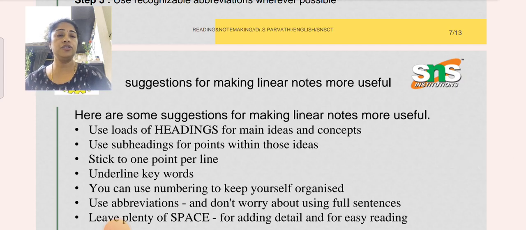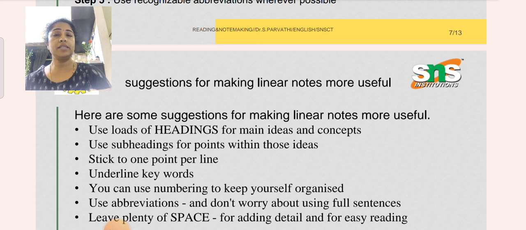What you have to do, the first one, you have to choose a heading, that is what your paragraph is talking about, the main ideas and concepts. Okay, and you have to use subheadings for points within those ideas. Okay, and stick to one point per line, that will be easier.